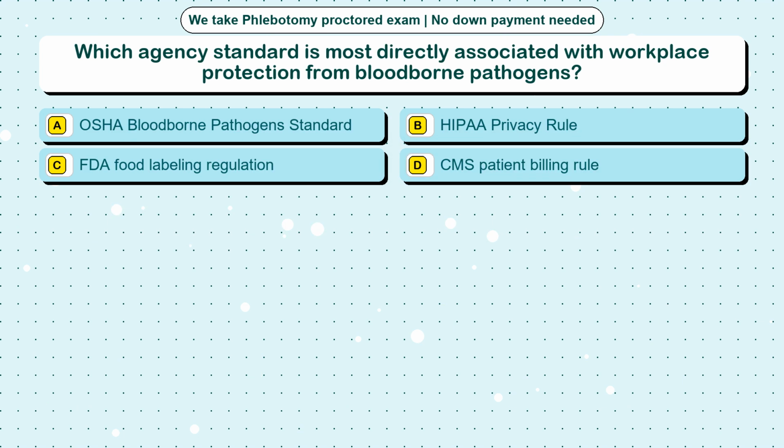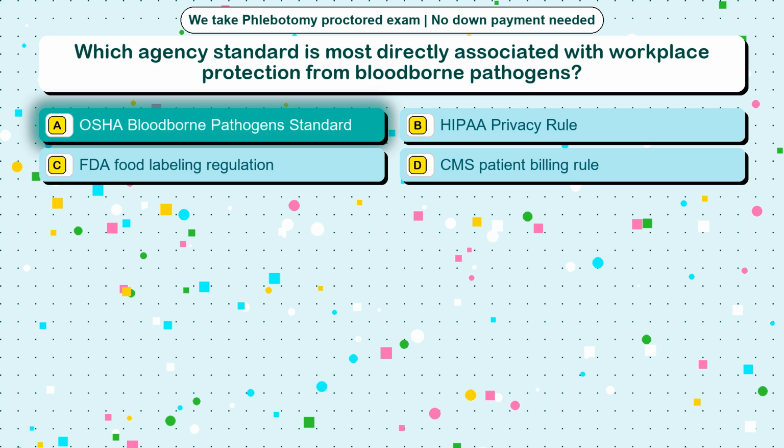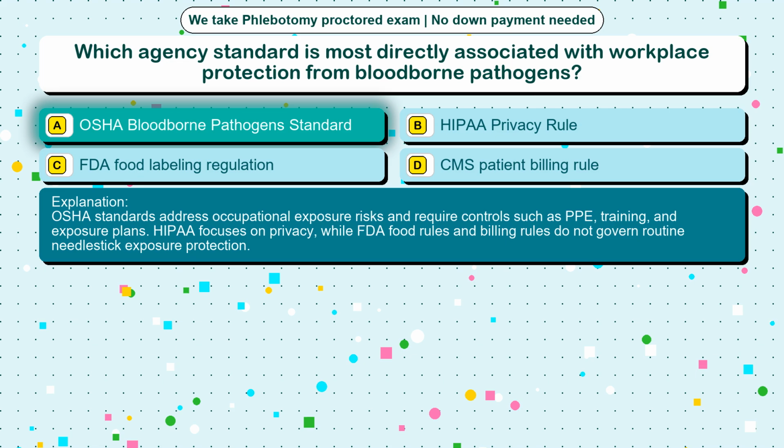Question 19. Which agency standard is most directly associated with workplace protection from bloodborne pathogens? Option A, OSHA Bloodborne Pathogens Standard. Option B, HIPAA Privacy Rule. Option C, FDA Food Labeling Regulation. Option D, CMS Patient Billing Rule. The correct answer is option A, OSHA Bloodborne Pathogens Standard. OSHA standards address occupational exposure risks and require controls such as PPE, training, and exposure plans. HIPAA focuses on privacy, while FDA food rules and billing rules do not govern routine needle stick exposure protection.